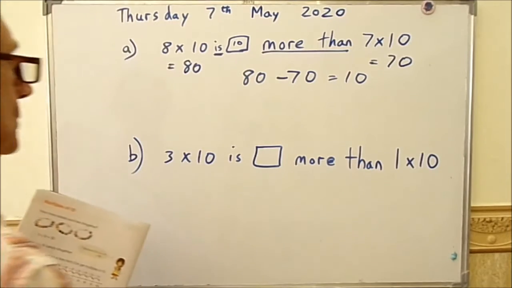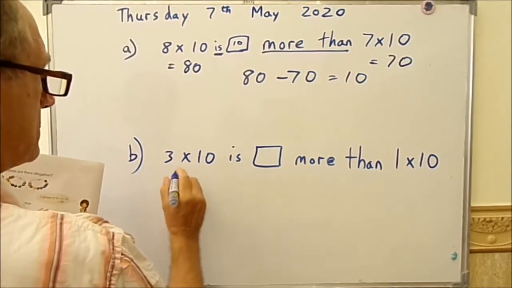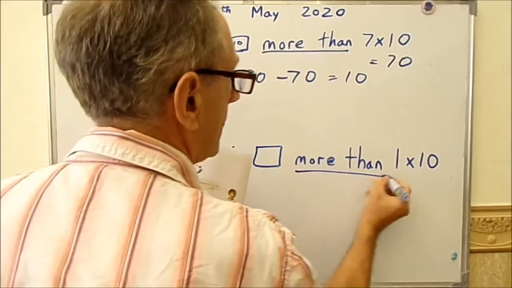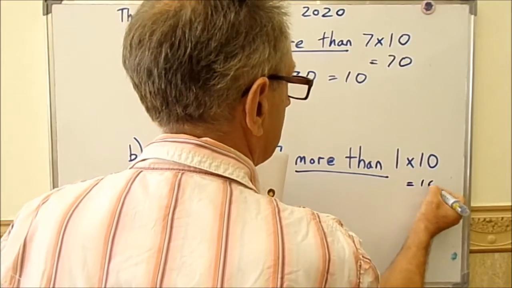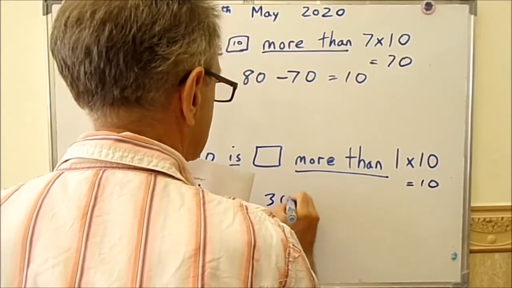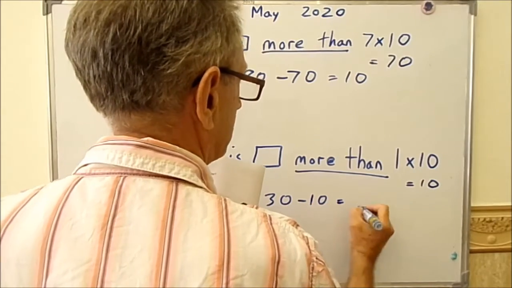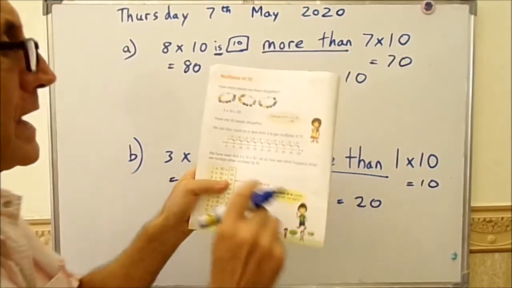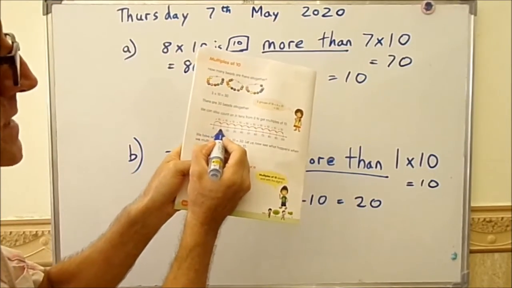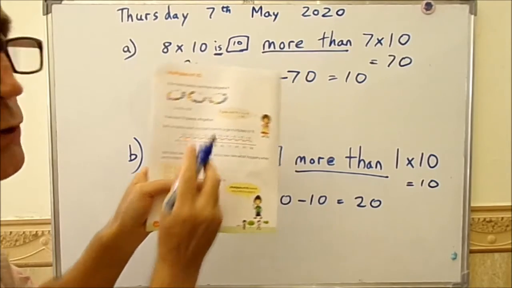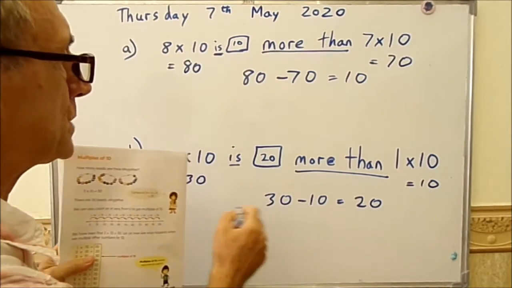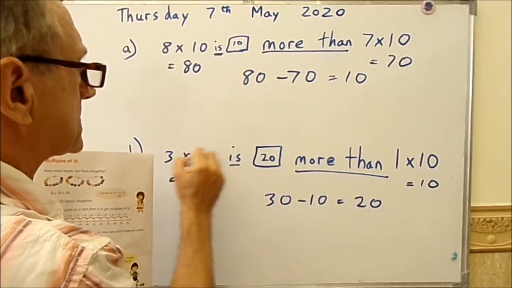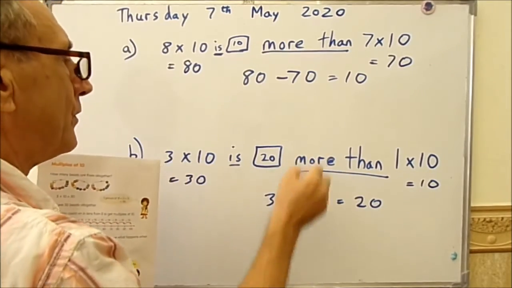This is the same question with different numbers. 3 times 10 equals 30. Is more than 1 times 10 equals 10. 30 minus 10 equals 20. So the answer here is 20. And you can find that here. Here's 30, here's 10. 1, 2. 2 tens is the difference between these two. This is more than. That is your answer.